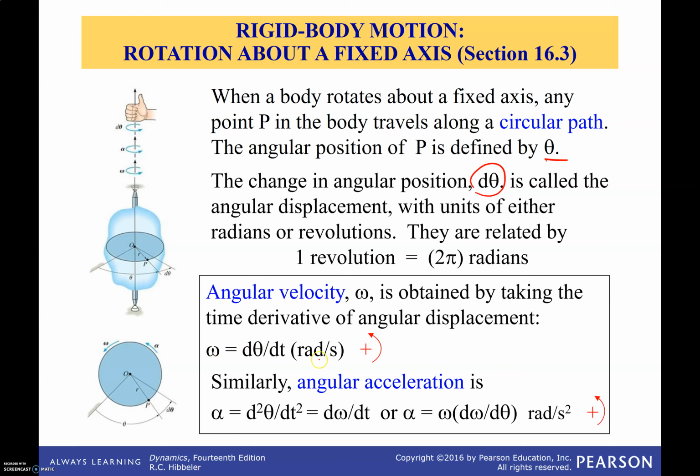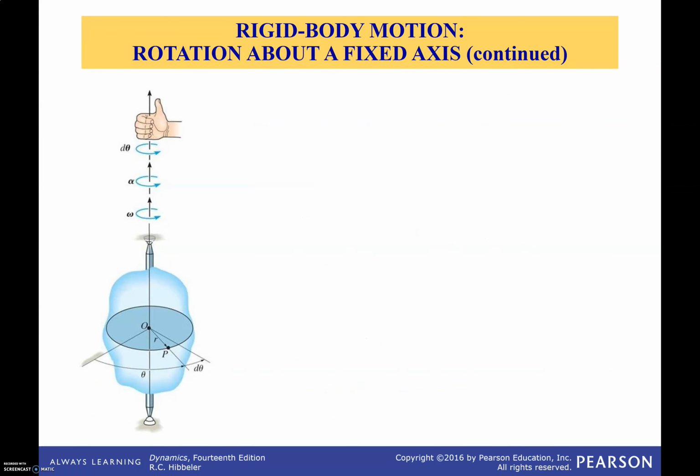So the angular velocity is just displacement divided by time, so d theta dt, and the angular acceleration is the second derivative of the displacement with respect to time, or the change in angular velocity with respect to time. So these are equations that we're going to use. You're familiar with this from Physics 1.